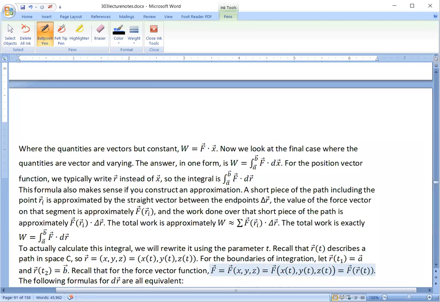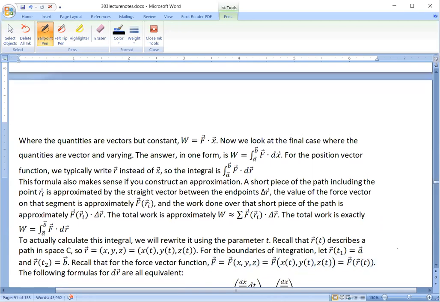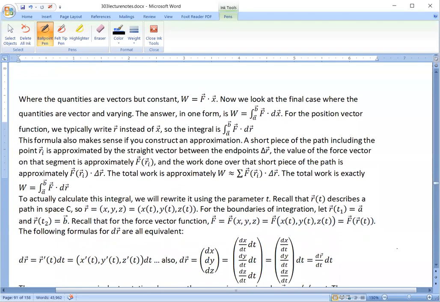So next, we have to deal with dr. So what is dr? These are all equivalent notations for dr. Let's take a moment to absorb this. One way to think of dr is that it's r prime of t dt. But we also know that r prime can be written out with its components. So it'll be x prime of t, y prime of t, z prime of t, and then of course all of that dt. That's one way to think about it.